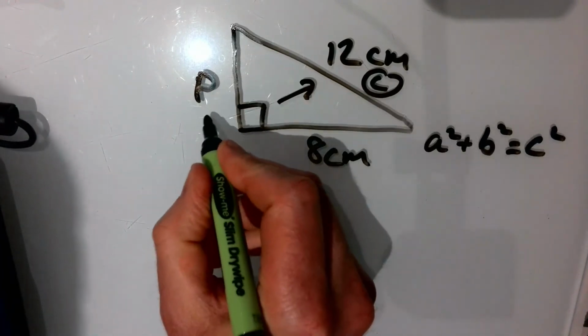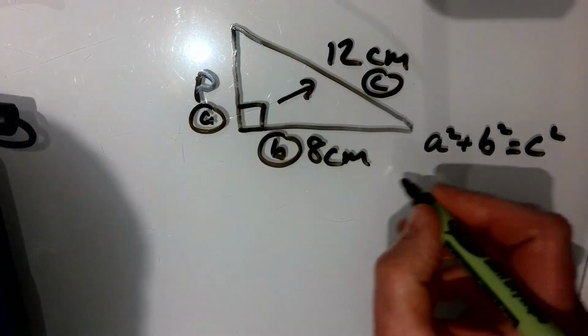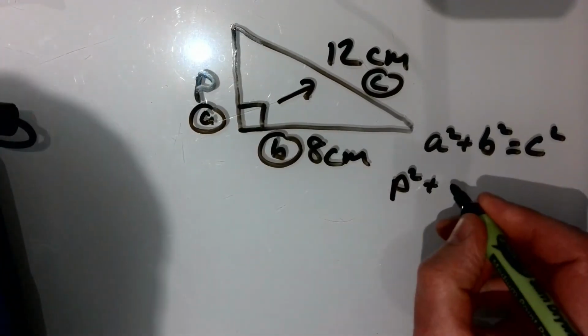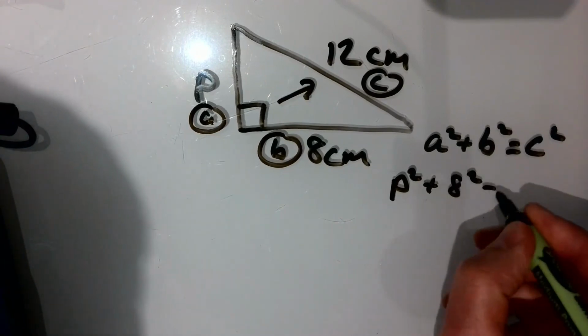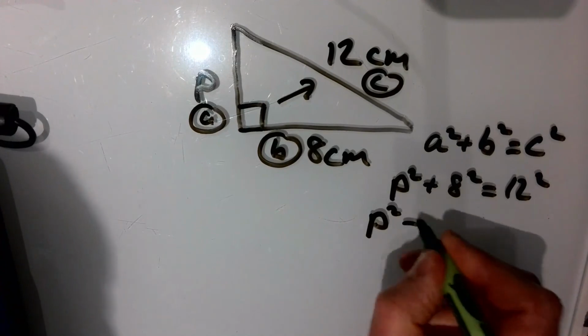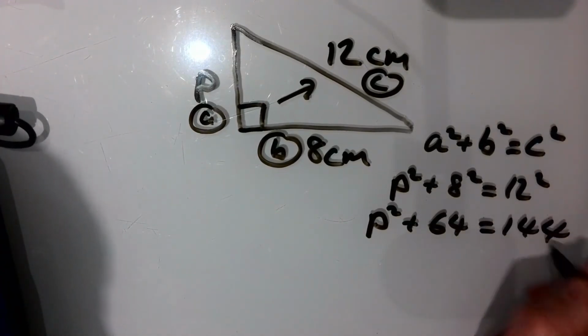A and b don't matter. Let's call this one A. Let's call this one B. A squared, so p squared plus 8 squared equals 12 squared. P squared plus 64 equals 144.